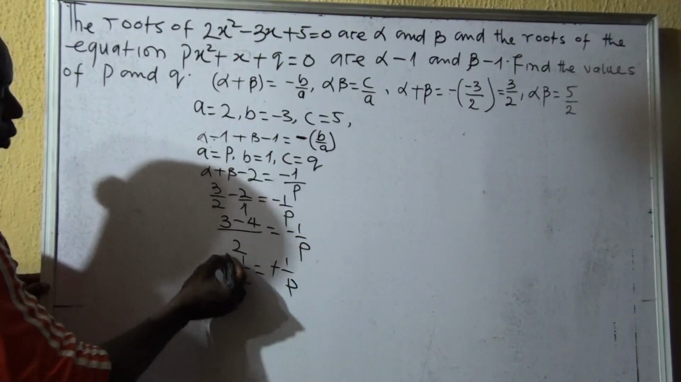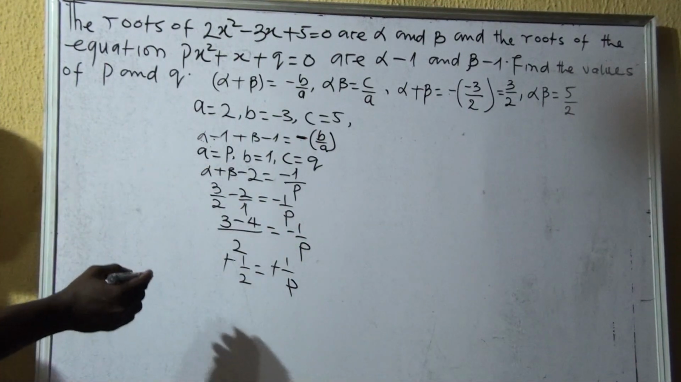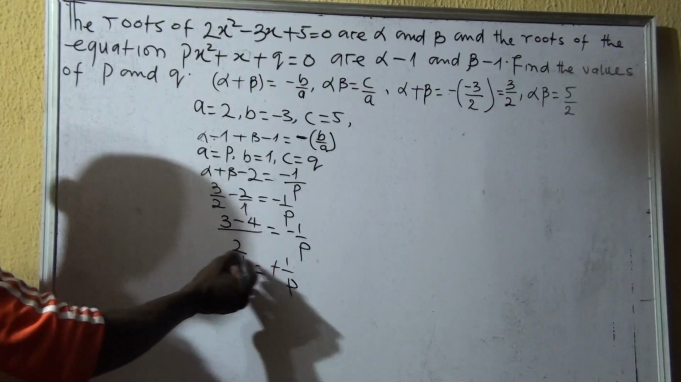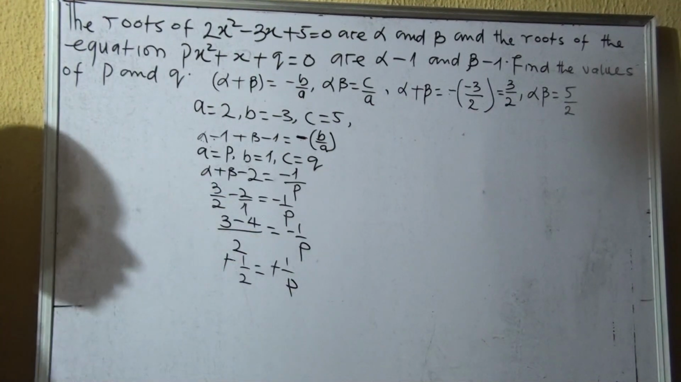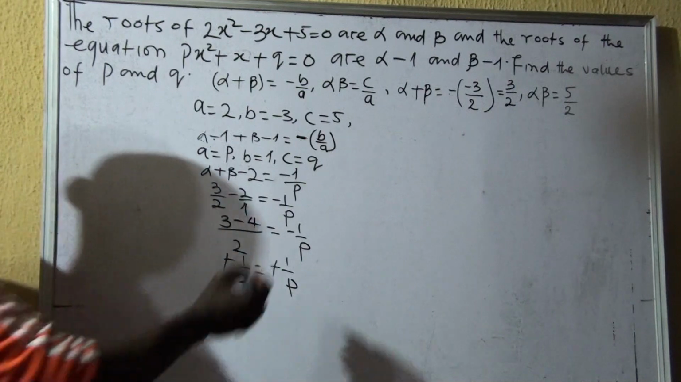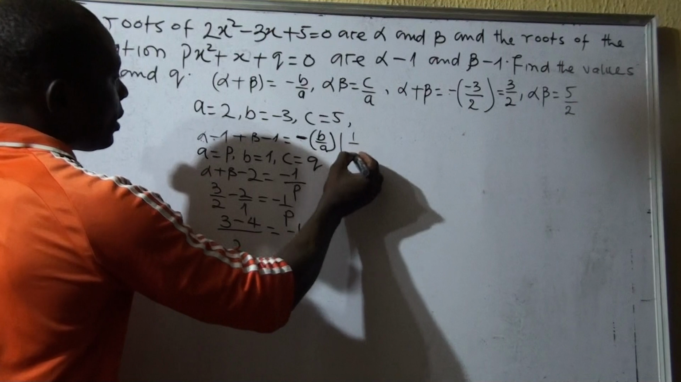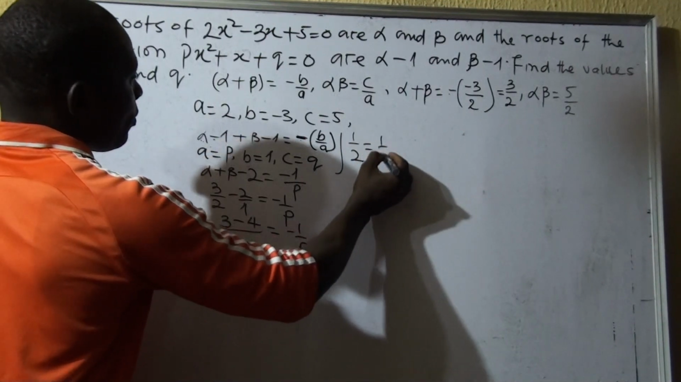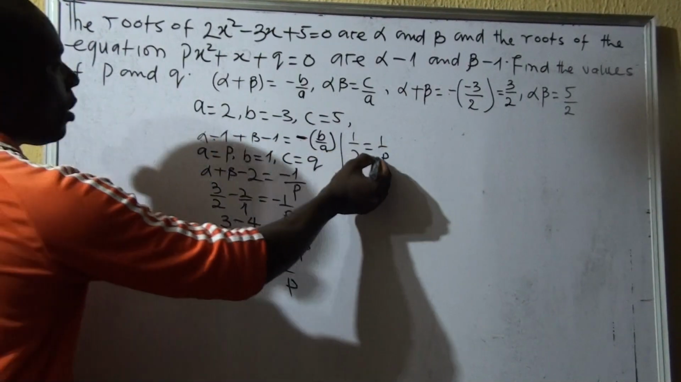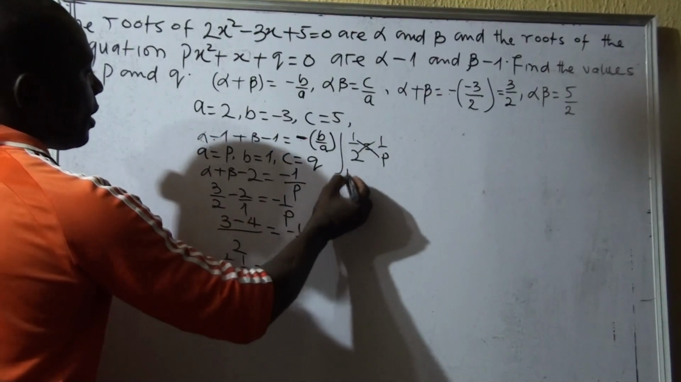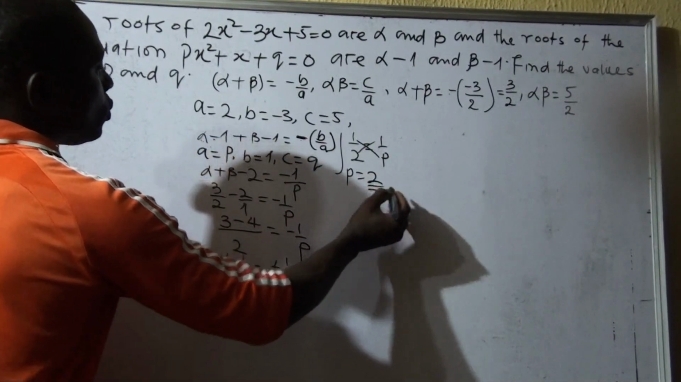We divide both sides by minus 1, so the whole expression becomes 1 over 2 is equal to 1 over p. To obtain p, we cross multiply. Here you see that the value of p is equal to 2.